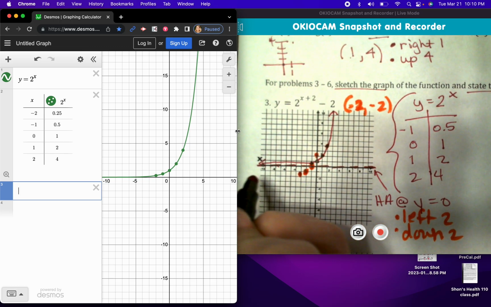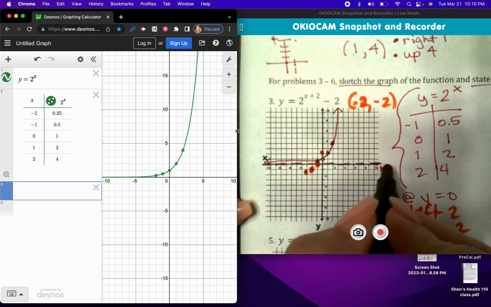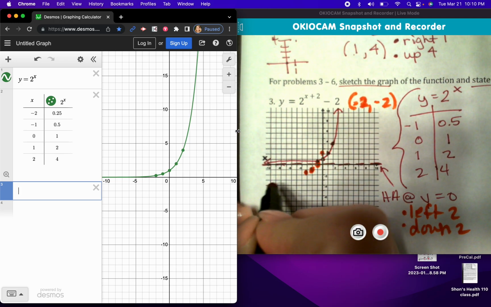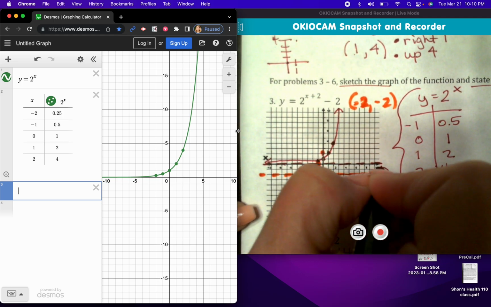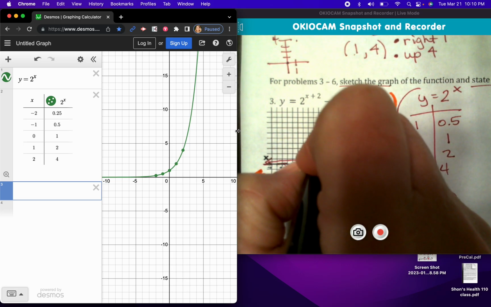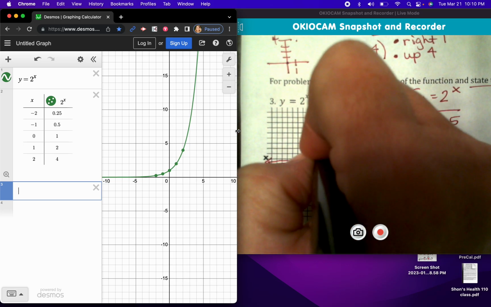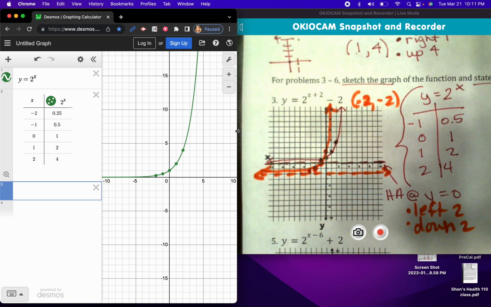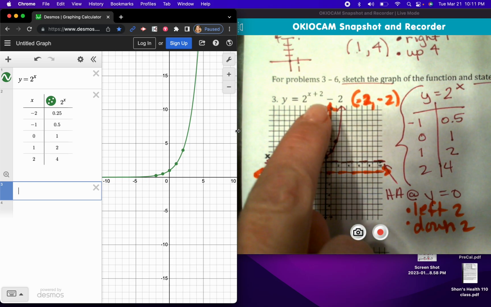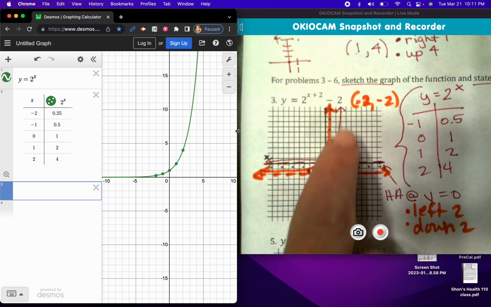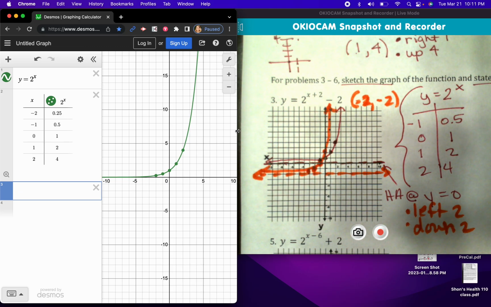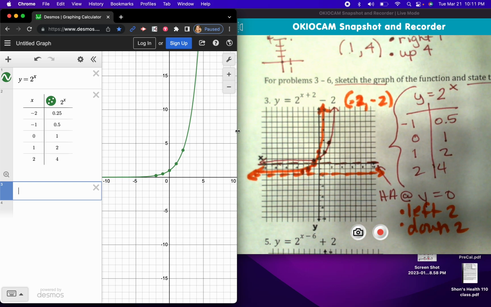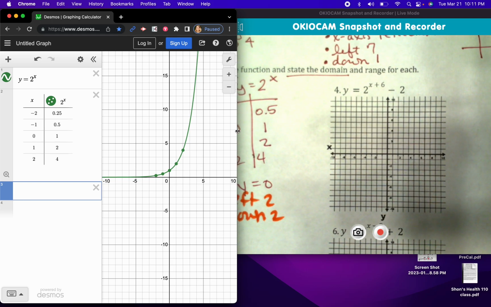But in addition to all these points being shifted, the horizontal asymptote will also shift down to the line y equals -2. So then when I connect all these points, it'll look like that. So that's how you graph this right here: you take the parent function and shift all points left 2, down 2. Now, if you have to graph all the others, could you just go in Desmos and type them in and get ordered pairs?